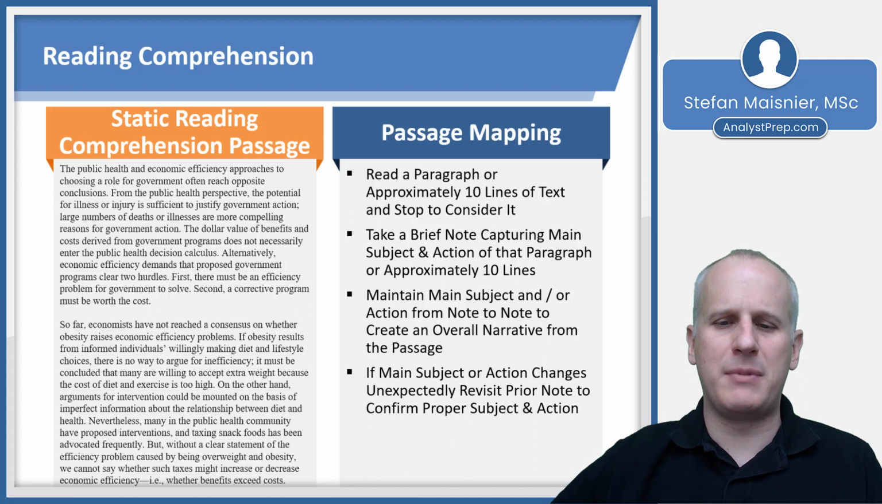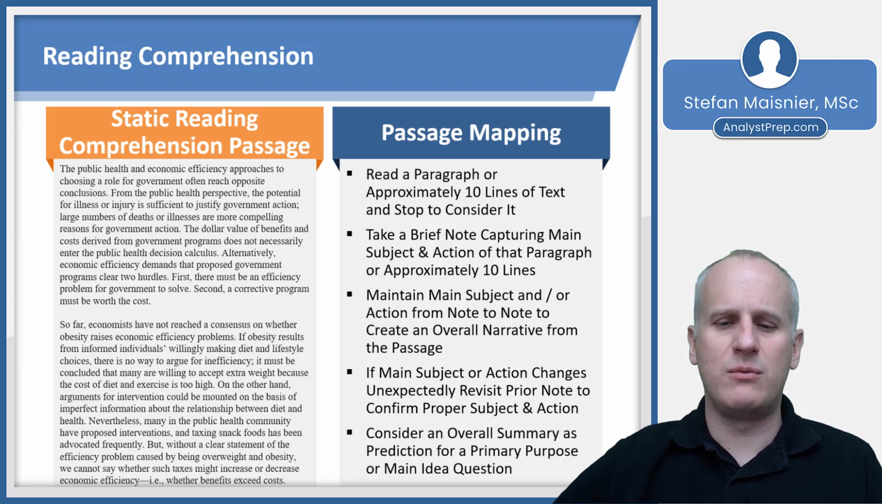But if you find your main subject or action changes unexpectedly, you may have to revisit your prior note to make sure that you were actually focused on whatever the main actor or action was. And you can write out a brief overall summary as a prediction for a primary purpose or main idea question as kind of the last step of your passage.